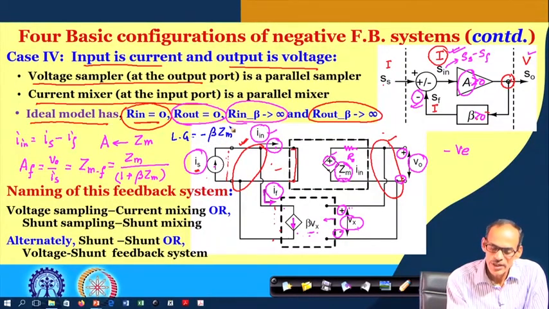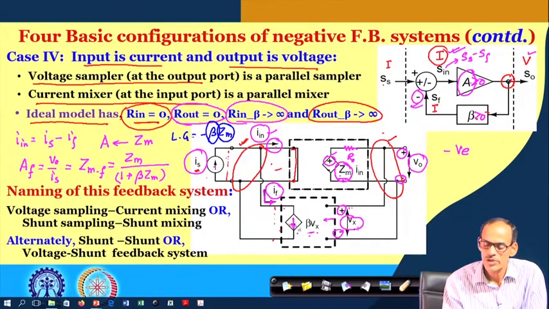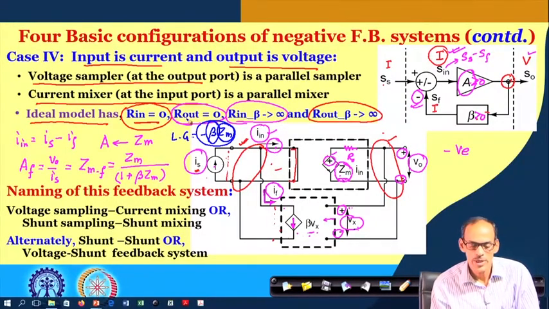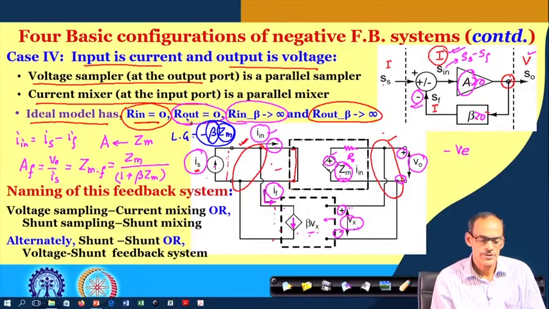Here also we can see that the unit of Z m is ohm, and the unit of beta on the other hand, which converts voltage to current, is mho. So, together it is unitless. So, as I said, loop gain should better be unitless.